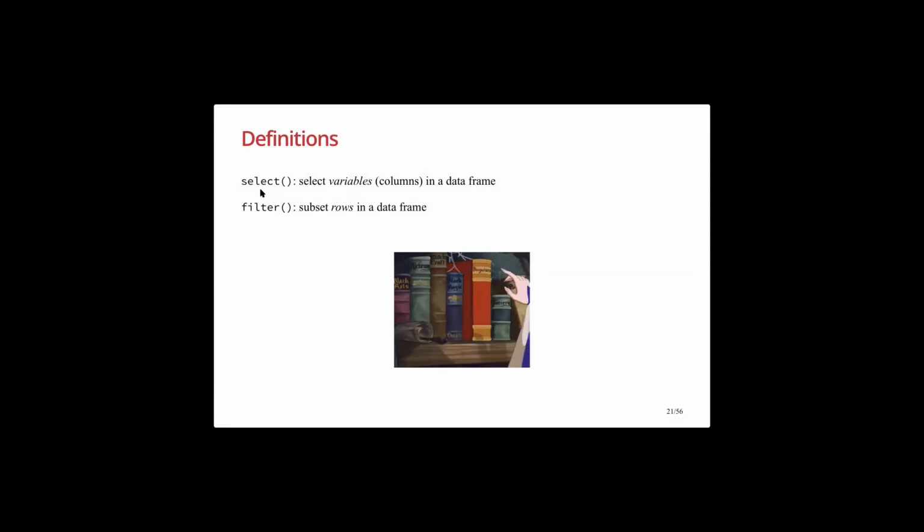So select is a function. This is our verb that lets us select variables in our data frame. And because our data are nice and tidy, our variables are always stored in columns. So if we want to select particular columns, we just reach for select. If you want to filter our data by particular rows, then that's what we reach for filter. So if you want all rows where heights are greater than 10, then we're filtering. So we're subsetting our rows.